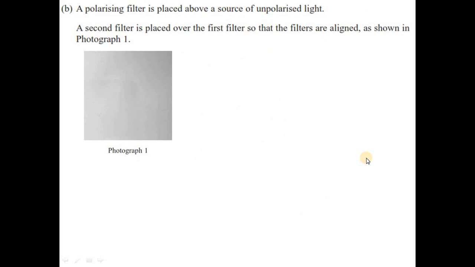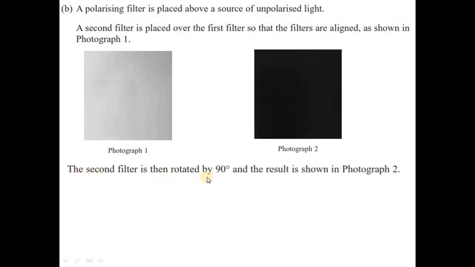A polarizing filter is placed above a source of unpolarized light. A second filter is placed over the first filter so that the filters are aligned as shown in the photograph. So these are two aligned filters. That means their grids, or their polarizers, are aligned. The second filter is then rotated by 90 degrees and the result is shown in the photograph. So explain the appearance of the photograph too.